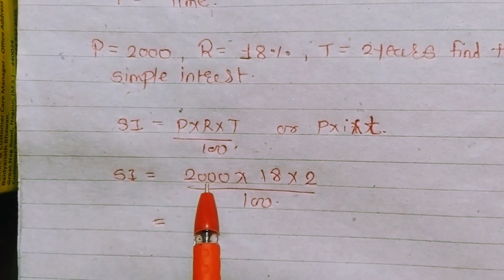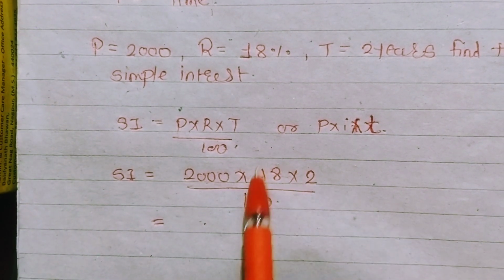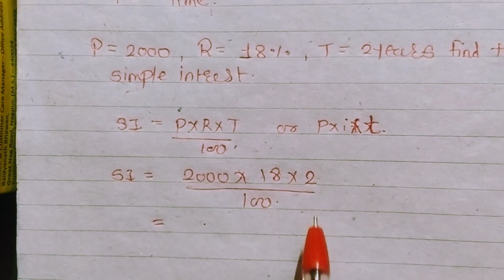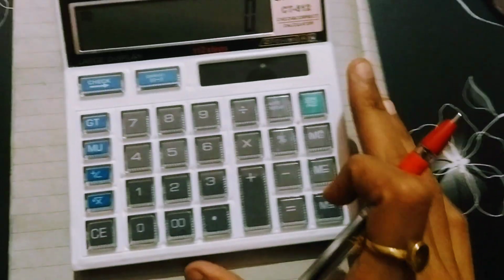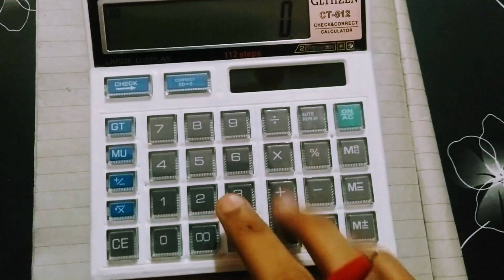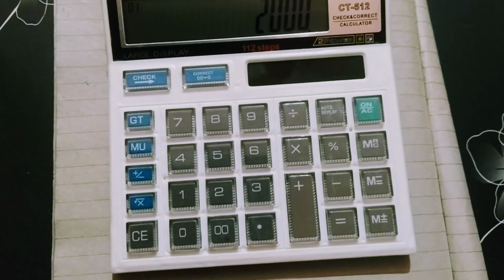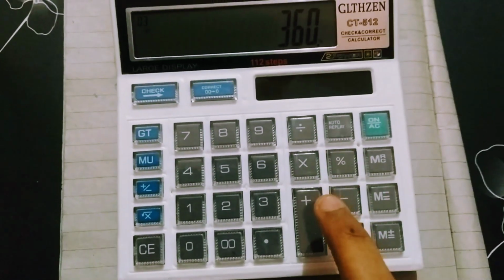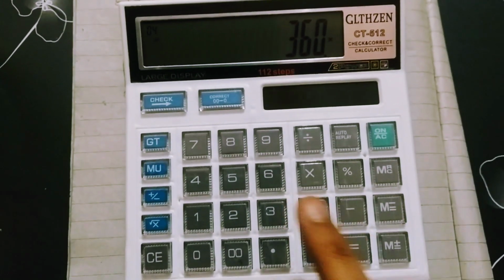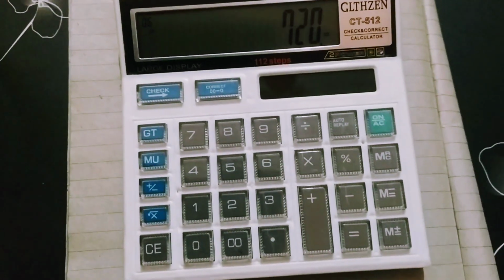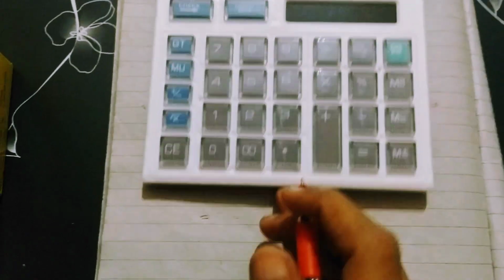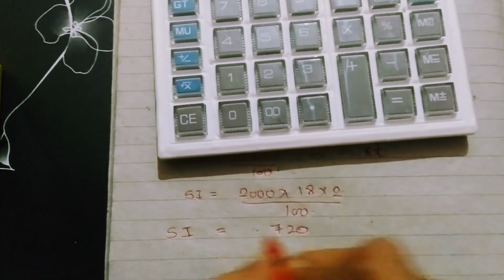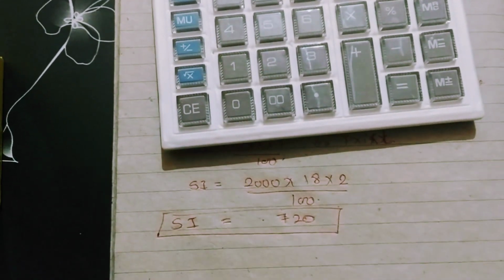So SI is equal to 2000 into 18% into 2 whole divided by 100. We solve it on the calculator. The value of the principal is 2000, into rate of interest 18%, into time of 2 years, is equal to. So we get the answer 720. So the simple interest is equal to 720.